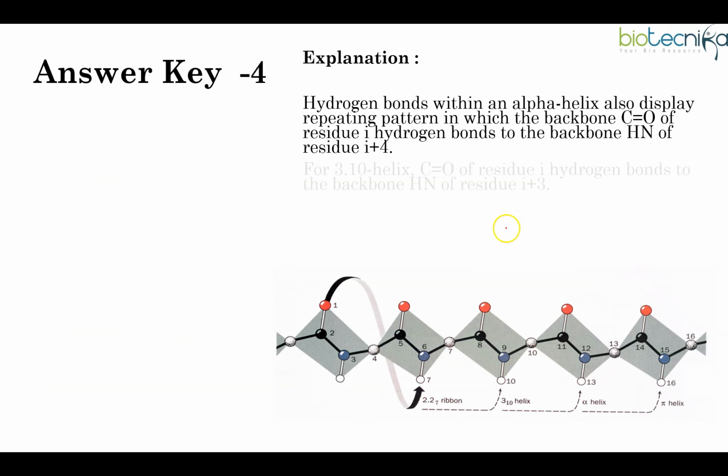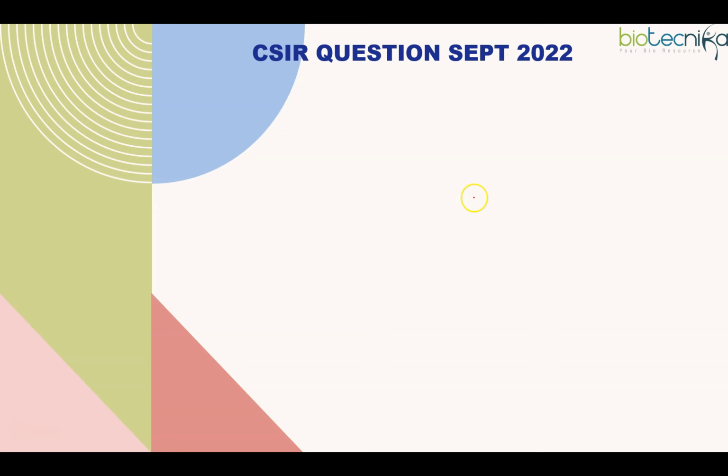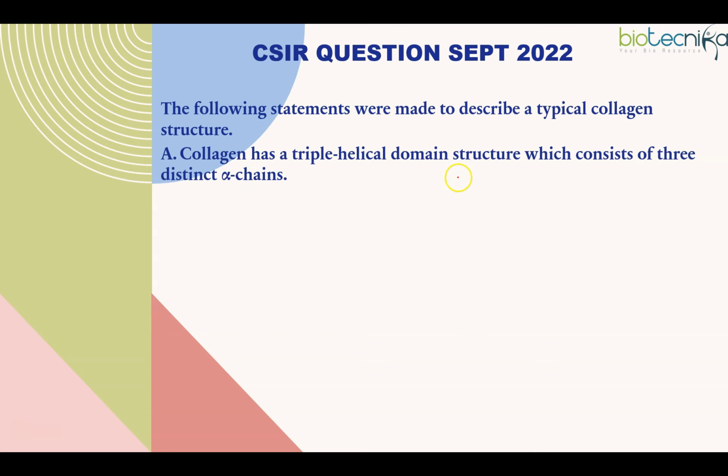I hope you are getting how important different details are. One question where dimensions are important, another question where hydrogen bonding is important, another question where turn orientations are important, right? And there is another question which is regarding some other secondary structures.